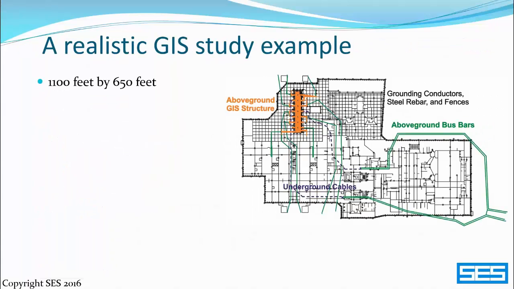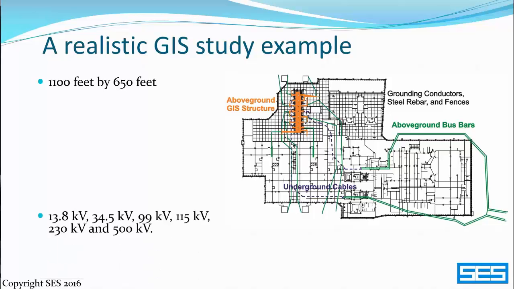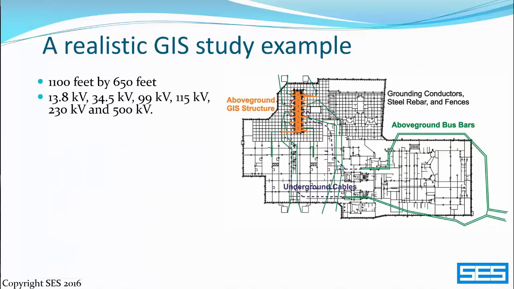The case we're looking at today is a substation covering an area of approximately 1,100 feet by 650 feet. It functions as both a medium voltage distribution substation and a high voltage switching station. The operating voltages are 13.8, 34.5, 99, 115, and 230 kV, and the future 500 kV is also taken into consideration. On the right is a plan view of the grounding system. The top half part with denser conductors is the GIS area, highlighted in orange in the image, and the bottom wider part is the existing grounding grid. The above-ground bus bars, which pass over almost the entire grid, are shown in green.